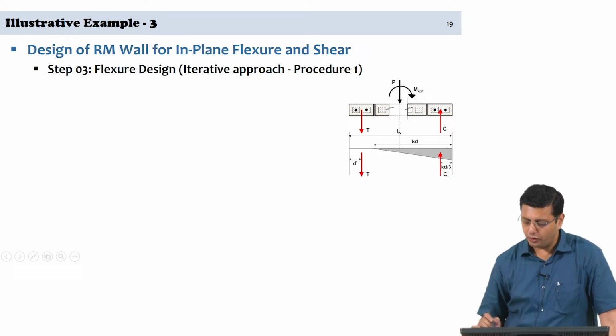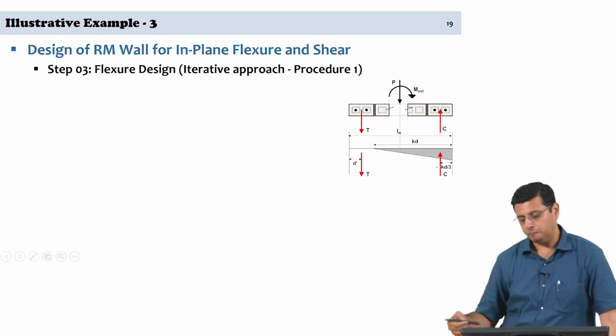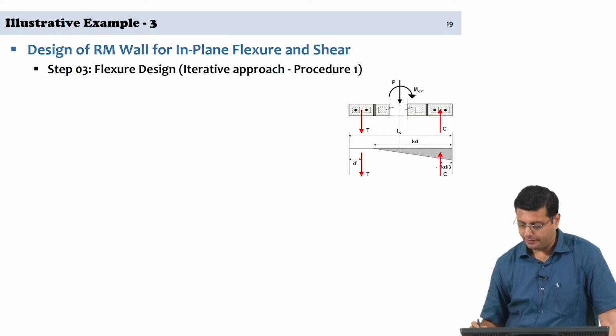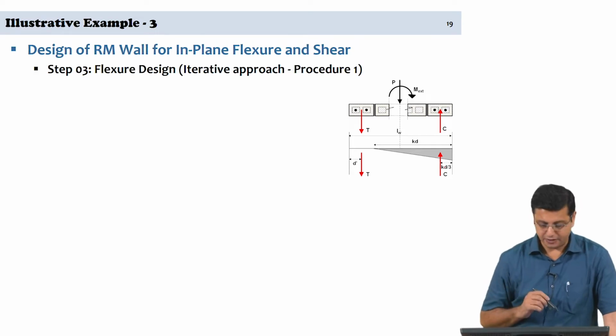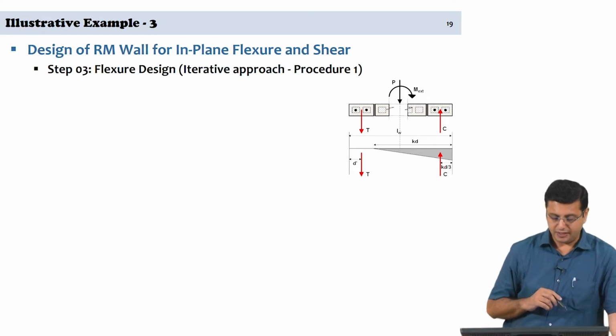The length of the compressed zone, which is the depth of the neutral axis, Kd, is what we need to estimate. We also require J, which is Jd, which is 1 minus K by 3, d, as well in calculations of respective stresses.